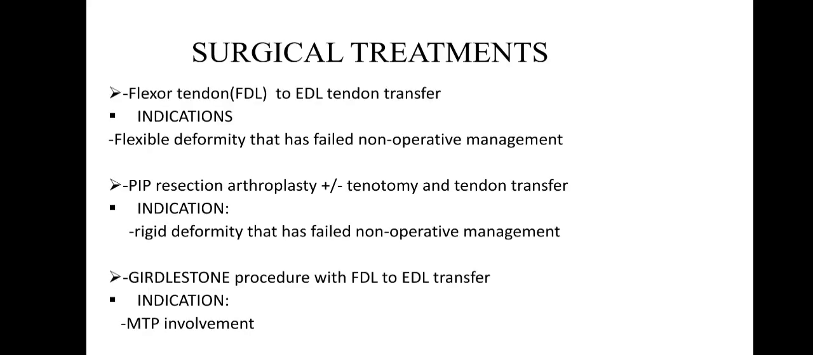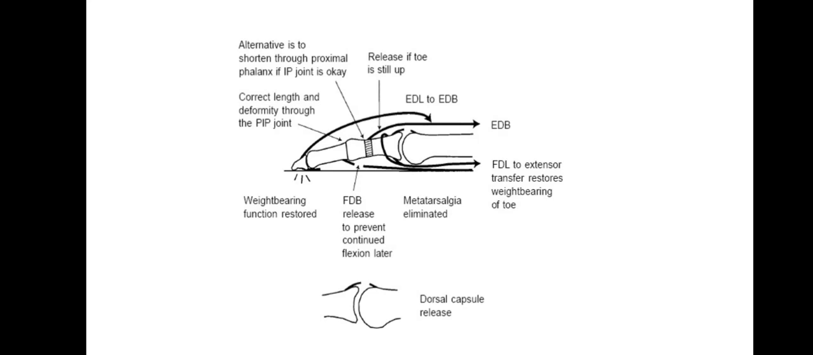Surgical treatments. Flexor tendon to EDL tendon transfer. Indication: flexible deformity that has failed non-operative management. PIP resection arthroplasty, plus or minus tenotomy and tendon transfer. Indication: rigid deformity that has failed non-operative management. Girdlestone procedure with FDL to EDL transfer. Indication: MTP involvement. FDL to extensor transfer restores weight bearing of the toe.